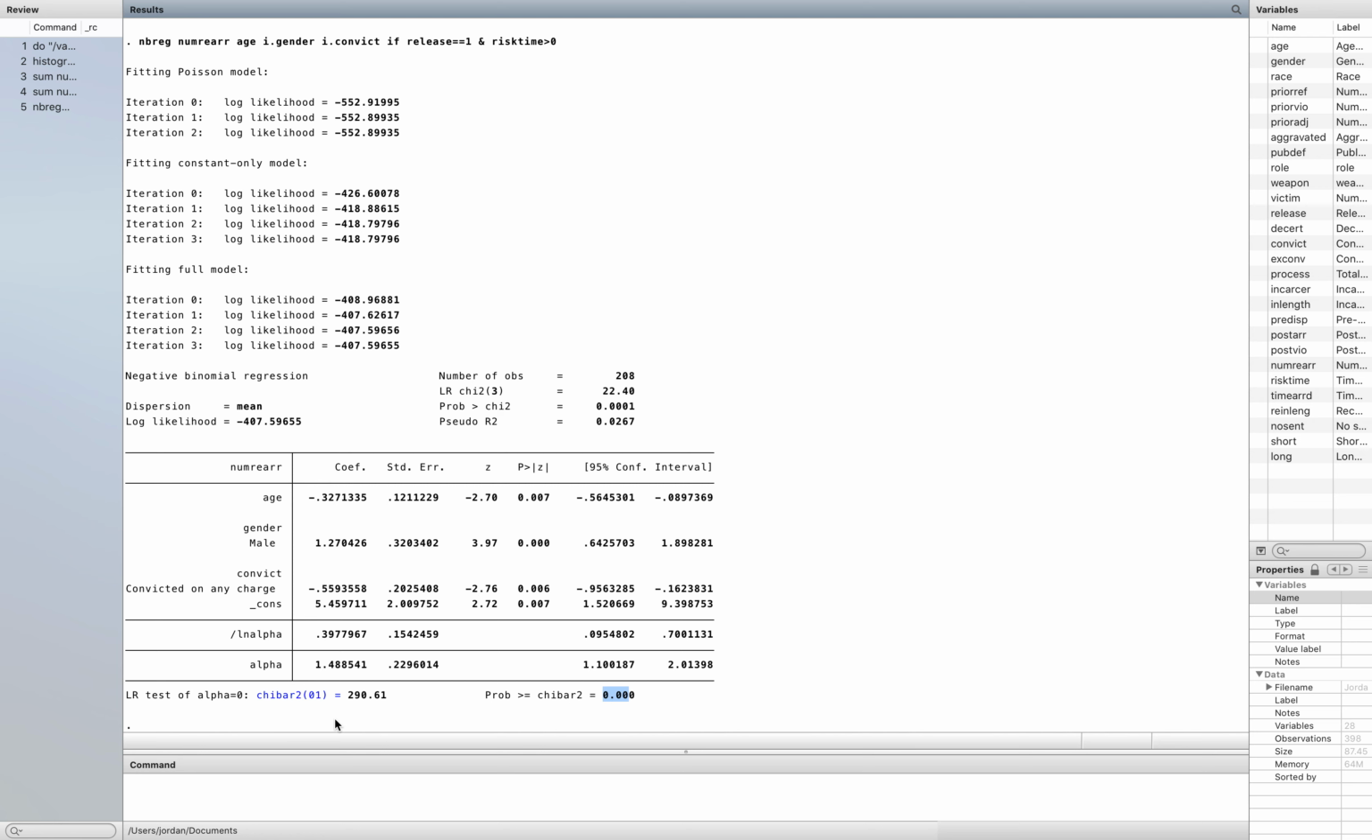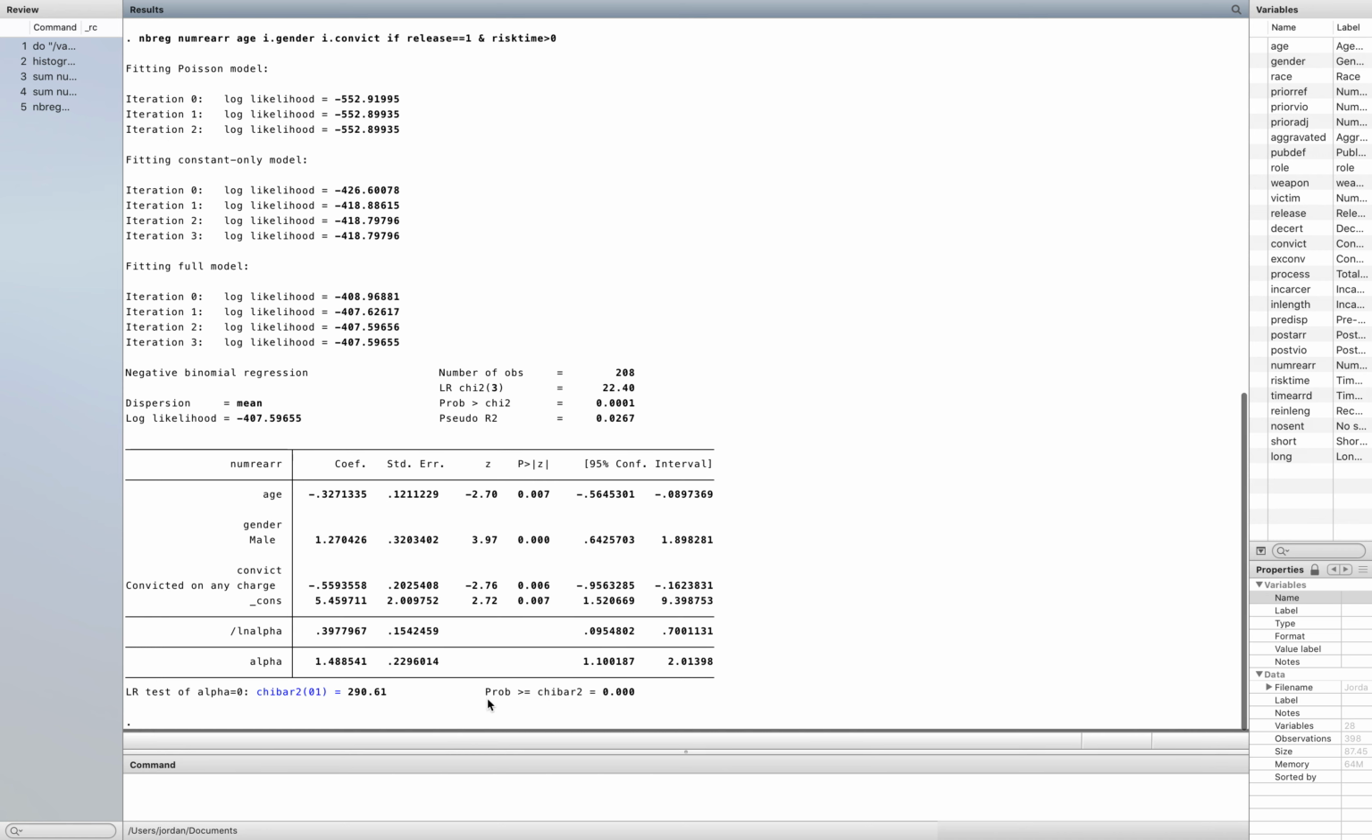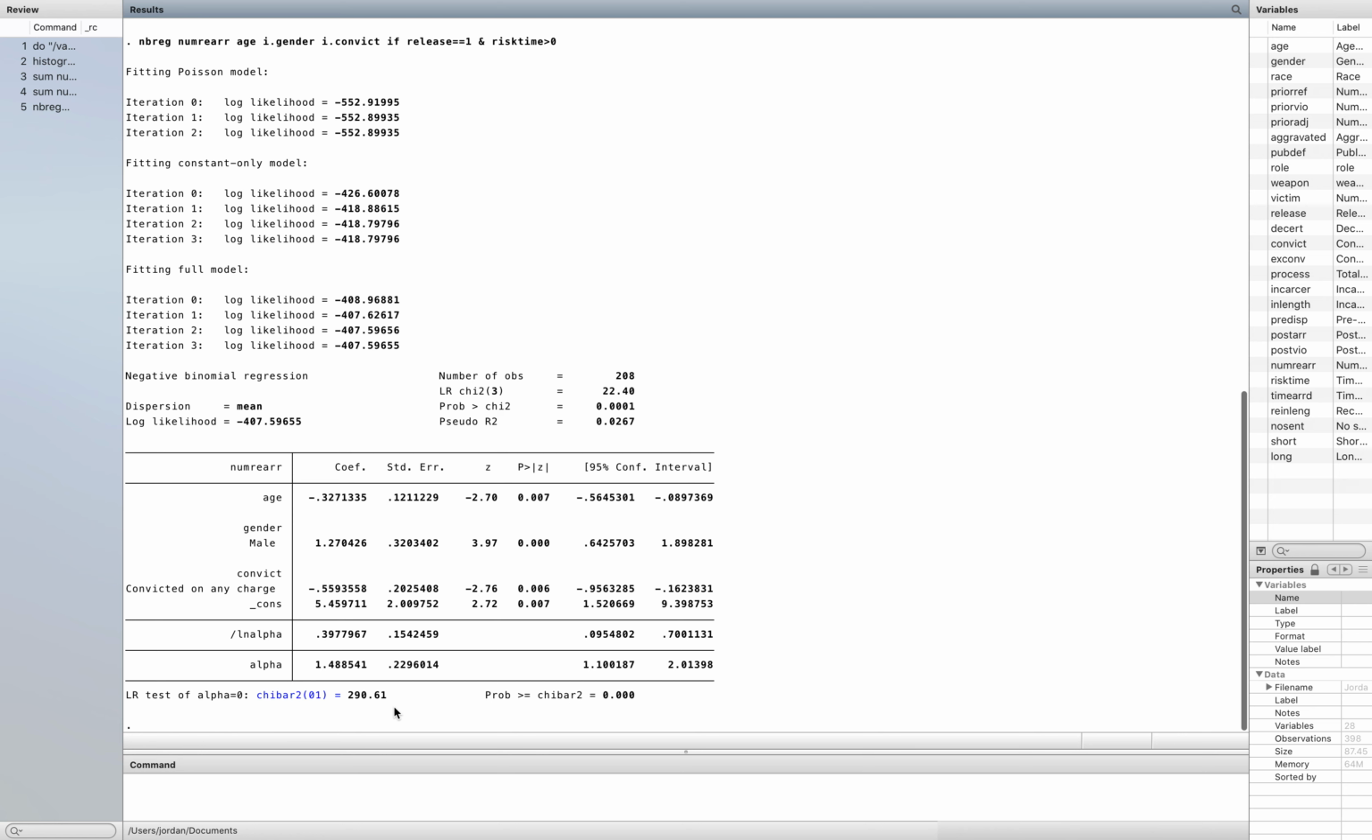You accept the alternative hypothesis that the alpha is not equal to 0, which means a negative binomial is the appropriate test to use. So this is why it fit a Poisson model first, to test that against the negative binomial to see which one was better to actually use. That was why they tested that at the very beginning. This is just yet another way of testing to see which model is best for you. So that's how you interpret that.